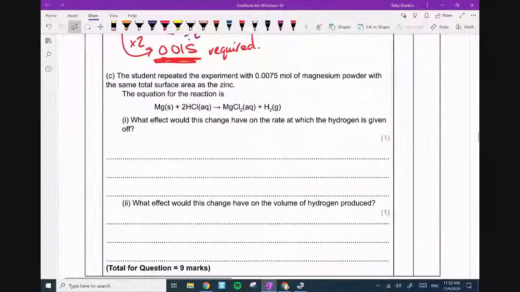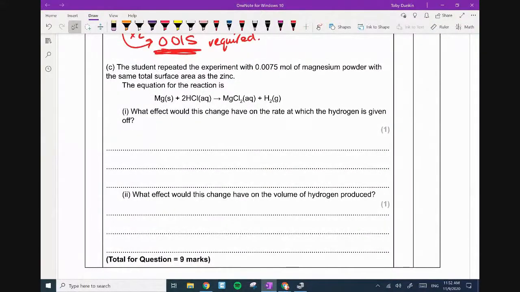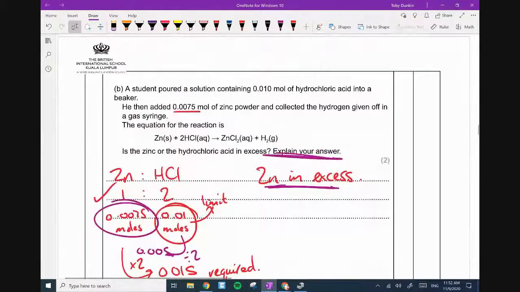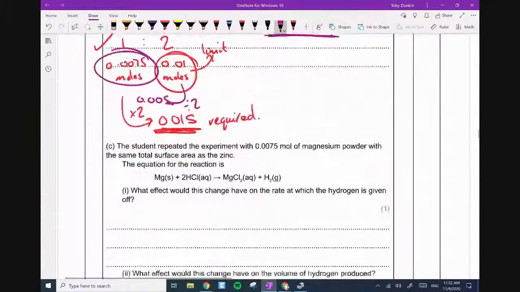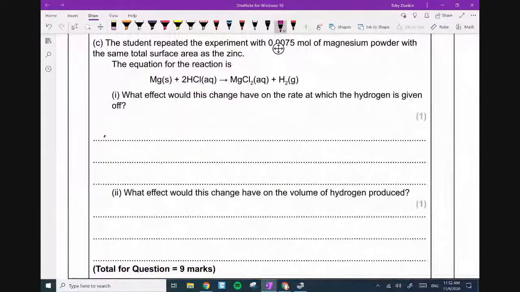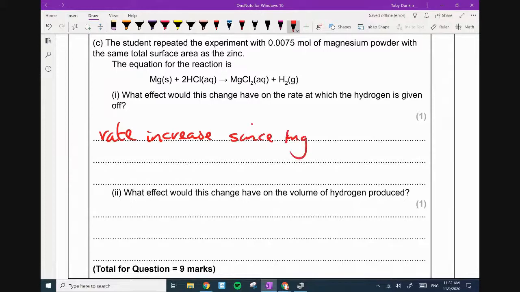Next, the student repeated the experiment with 0.0075 moles of magnesium powder. So he used zinc powder previously. What's going to happen to the rate? Rate will increase. The rate will increase because magnesium is more reactive. Yeah, rate increase, since Mg is more reactive. Mg is more reactive, so definitely going to be a bigger rate.